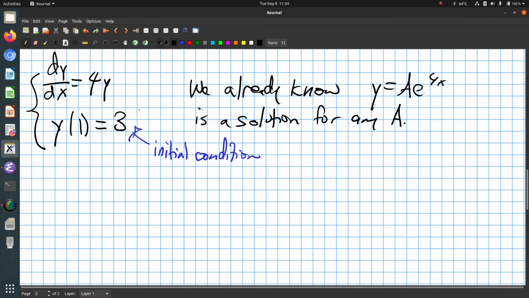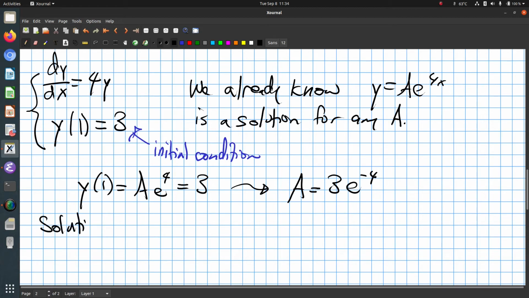So let's see if we can satisfy the initial condition. So what is y(1)? It's a e^4. Okay, and we want that to be equal to 3. So for that to happen, that says that a should be 3e^(-4). Putting the pieces together, the solution then is a function still. You will notice there's only one a that works. The solution is 3e^(-4) times e^(4x).